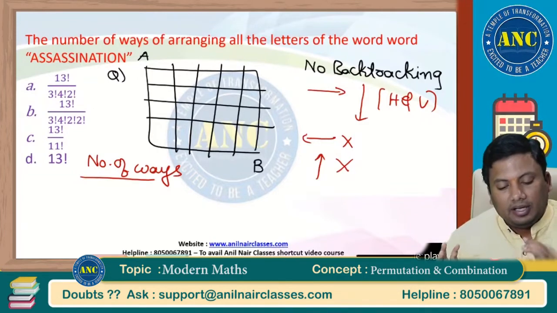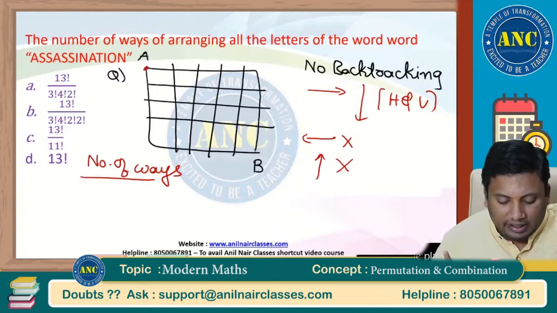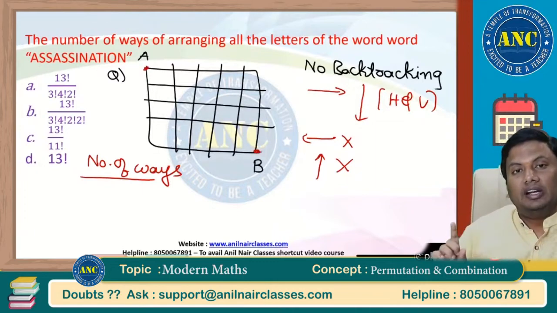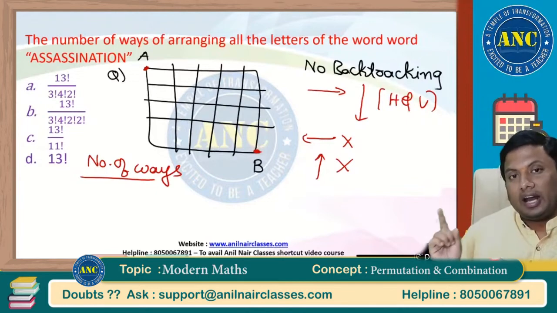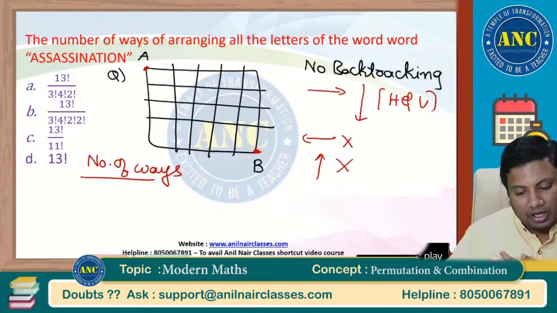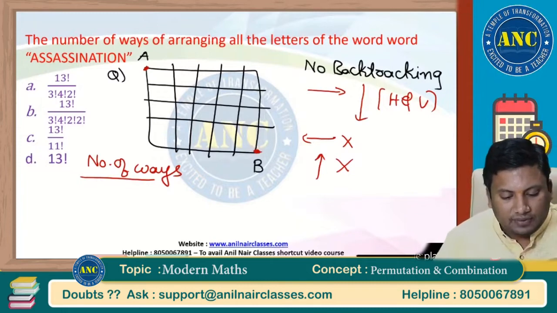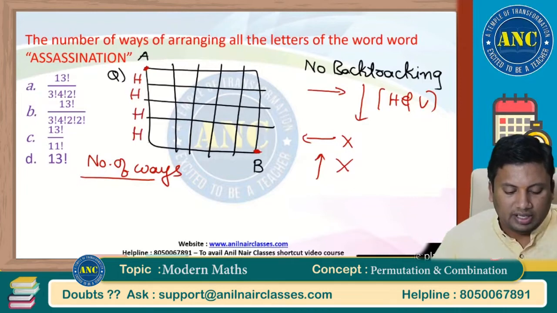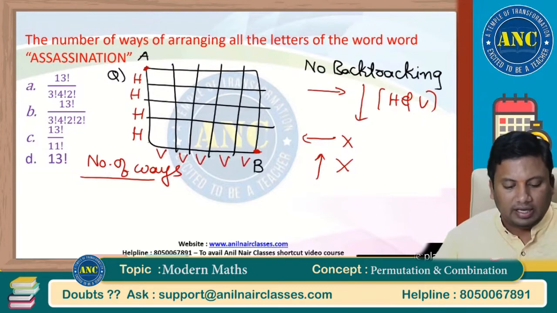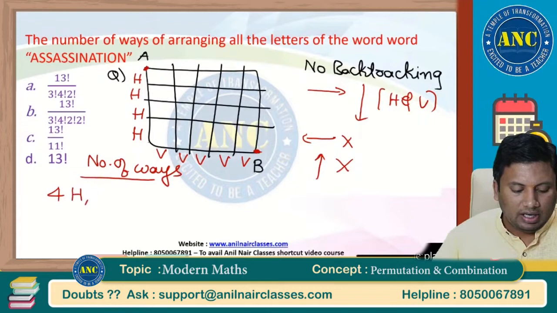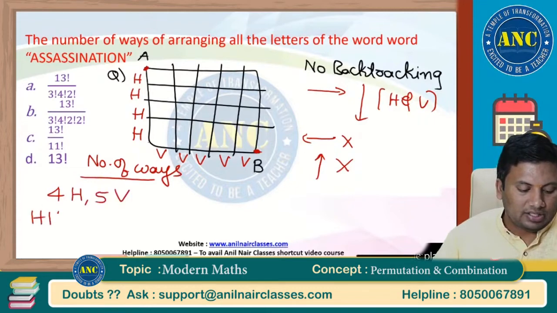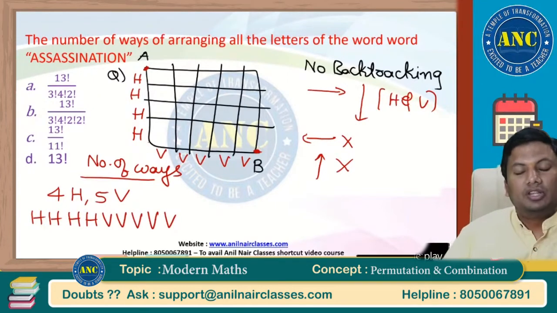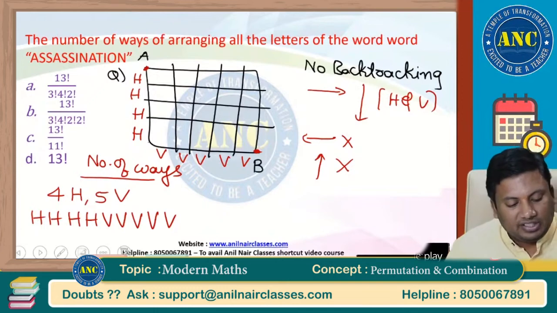Now listen carefully. Suppose he is there at point A. He has to reach point B. Left to right is allowed. Top to bottom is allowed. Right to left not allowed. Bottom to top not allowed. Now see. One way is horizontal, horizontal, horizontal, horizontal. He reached here. Right? Vertical, vertical, vertical, vertical, vertical. That means 4 horizontal and 5 vertical. Can I say that H, H, H, H, V, V, V, V, V. This is one way to reach the destination from A to B.